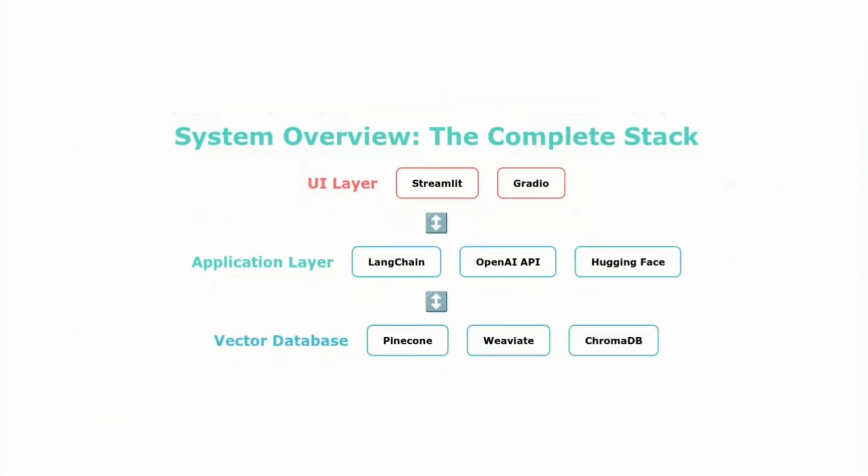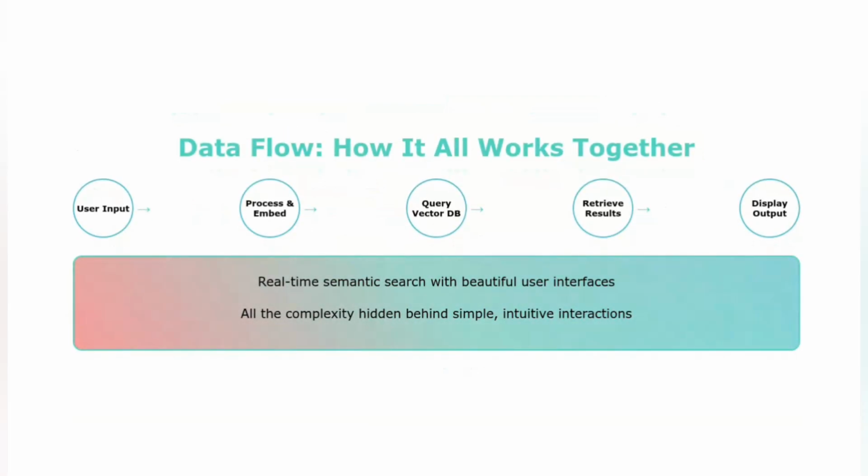Let's break down the technical stack we're working with. At the bottom, we have our vector database. This could be Pinecone for cloud solutions, Weaviate for on-premise, or ChromaDB for lightweight applications. In the middle, we have our Python application layer with libraries like LangChain for orchestration, OpenAI or Hugging Face for embeddings, and your custom business logic. At the top, we have our UI layer, either Streamlit for dashboard-style applications or Gradio for quick ML demos and chat interfaces.